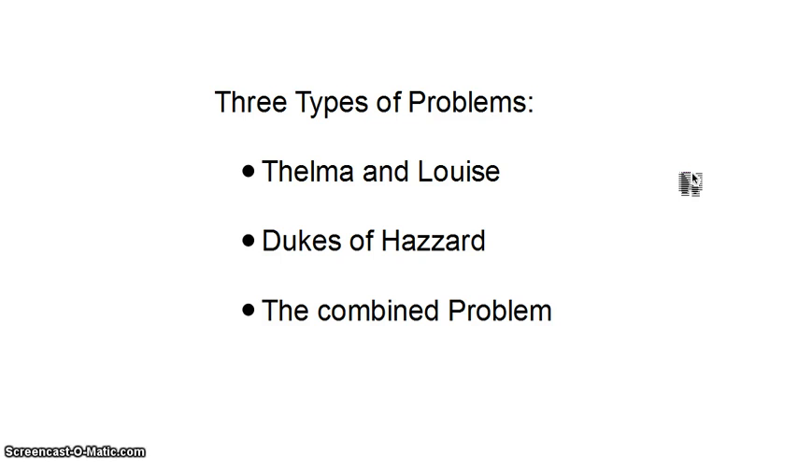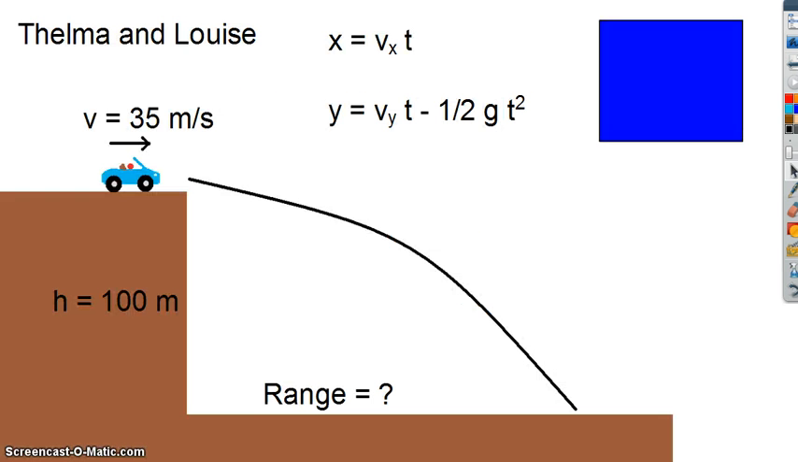In physics, there are 3 different types of problems that cover a lot of the different types of problems that will come up as you are doing projectile motion. So when you're doing a question, you can just ask yourself, what type of problem is this? And then look back on examples of how you went through it. They're either the Thelma and Louise problem, the Dukes of Hazzard problem, or the combined Thelma and Louise and Dukes of Hazzard problem.